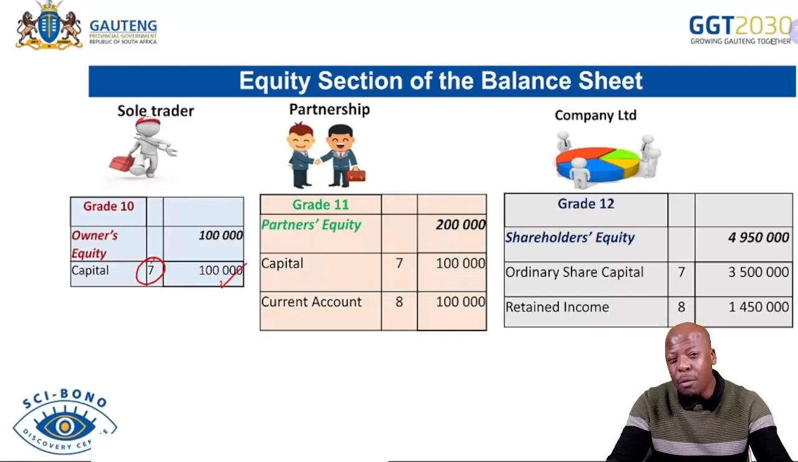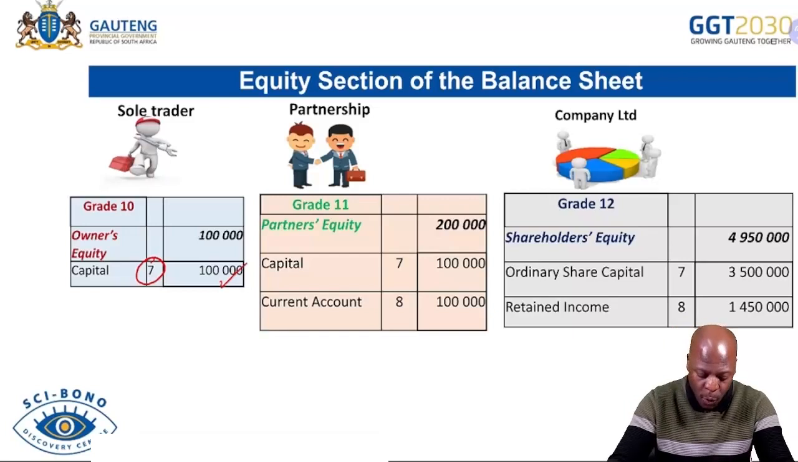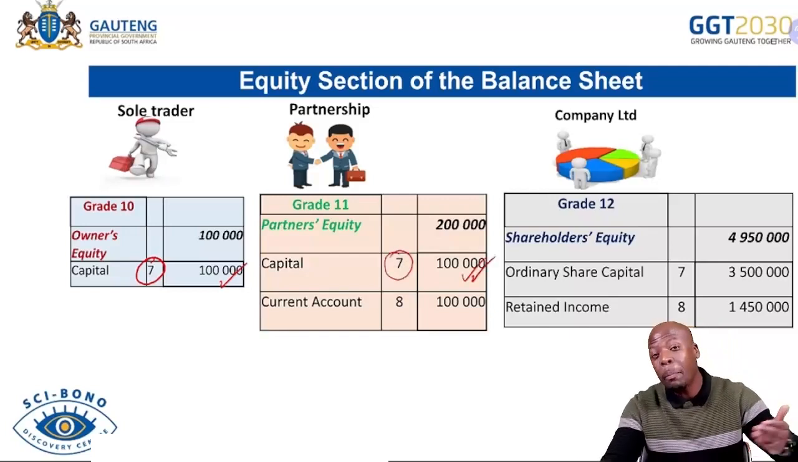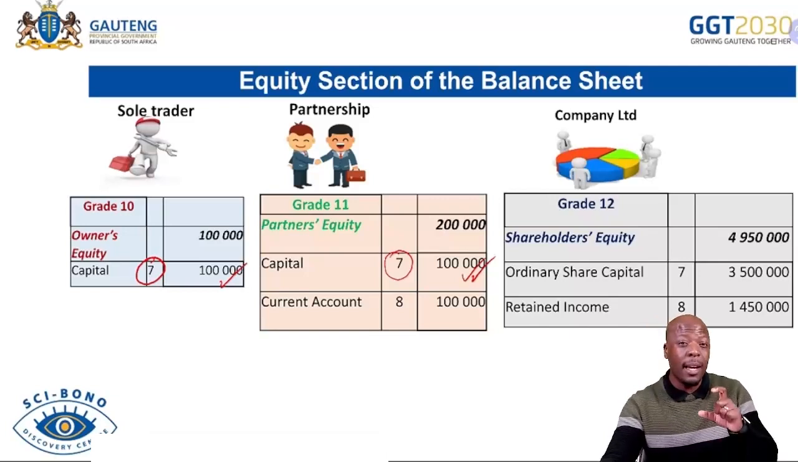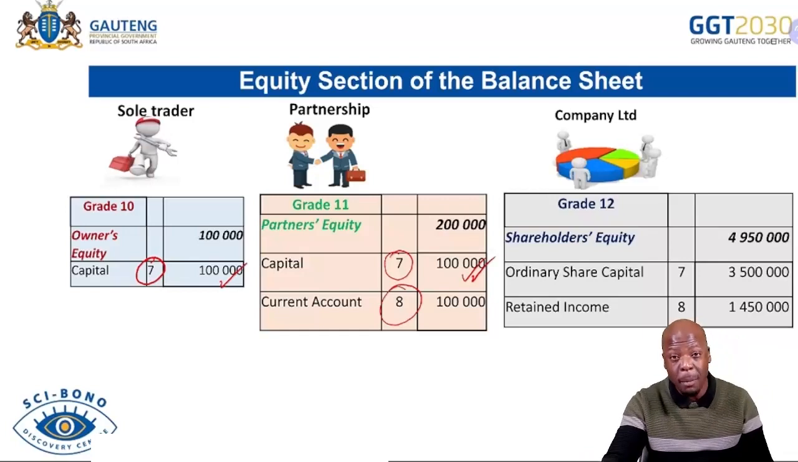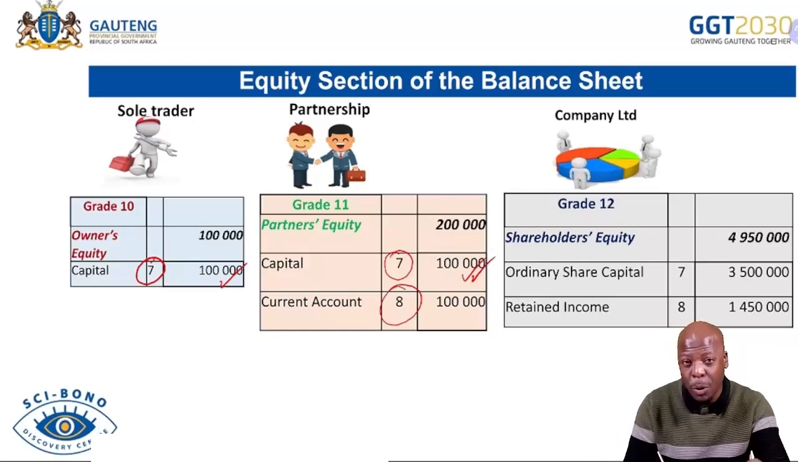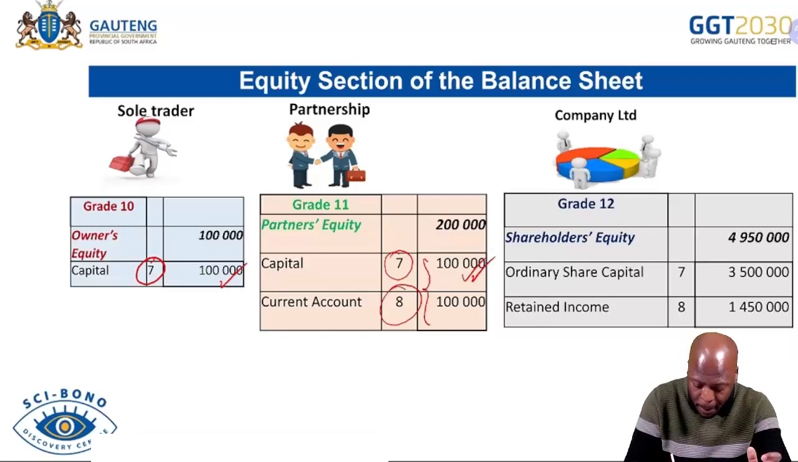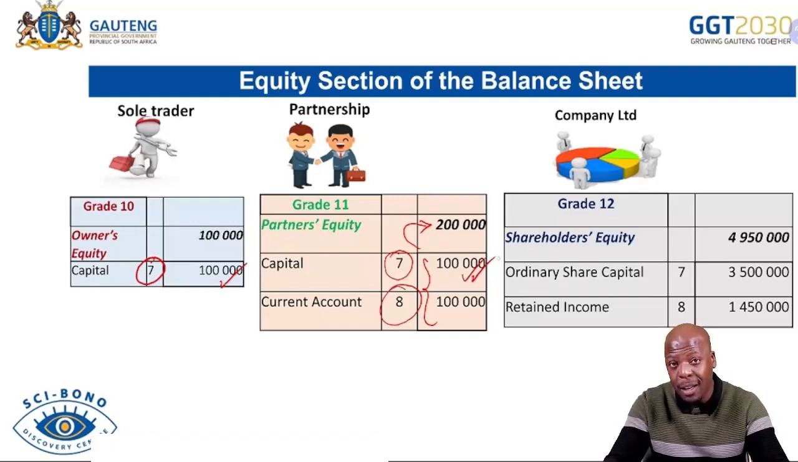When we moved to grade 11, which was last year, we were introduced to partnership. In the partnership, you remember we did note number 7 again, which now involved all the partners in the business. But there was an addition of a new note, which we called the current account, which was note number 8. The combination of these two notes, note number 7 and note number 8, made what we call the partners' equity. In other words, it's your 100,000 there plus the other 100,000 to give you your 200,000.